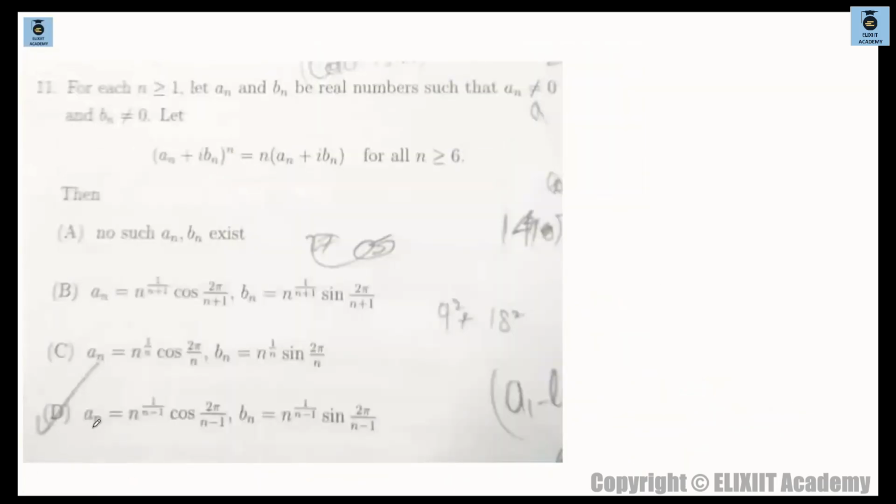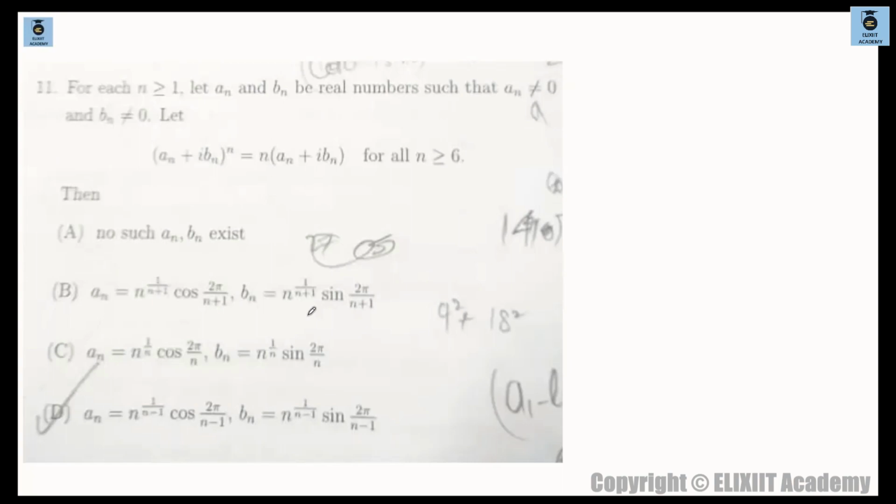Okay, next we have this question which says that for each n greater than or equal to 1, let an and bn be real numbers such that an is not equal to 0 and bn is also not equal to 0. And we have one relation given. So we have to find out what an and bn are over here. It's kind of a mixture of complex numbers as well as sequences.